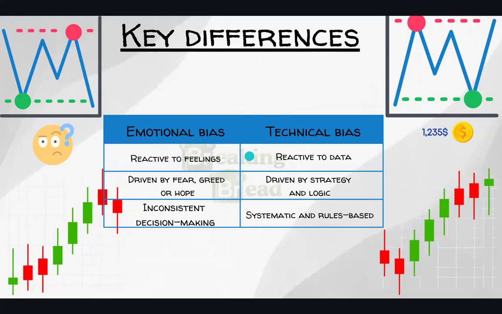Whereas on the technical side, you're reactive to the data. So you're letting price on the charts and the indicators that you use and the patterns that you use and the data that you use decide if you should take a trade, not take a trade, or cut the trade. You're using that information to help make those decisions. Whereas on the emotional side of things, you're driven by fear, greed, or hope. But on the technical side, you're driven by strategy and logic. Your emotional bias brings inconsistent decision making, while your technical bias brings systematic and rule-based decisions.